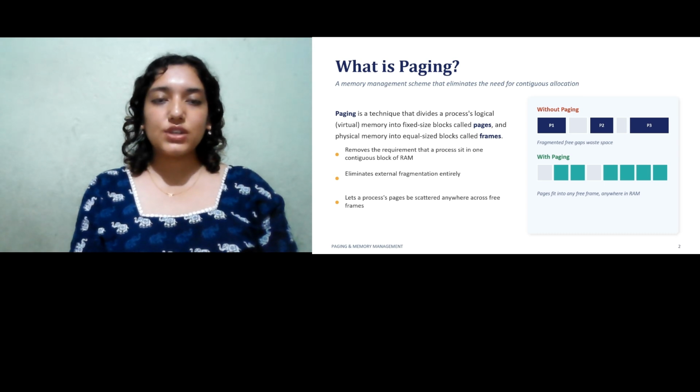अब हामीलाई paging किन चाहिन्छ त? Well, without paging, a process has to sit in one contiguous chunk of RAM, and as processes come and go, memory gets fragmented into small unusable gaps, which you can see on the slide. With paging, a process's pages can be scattered into any free frame anywhere in memory, so those gaps just don't matter anymore. That's how paging eliminates external fragmentation.